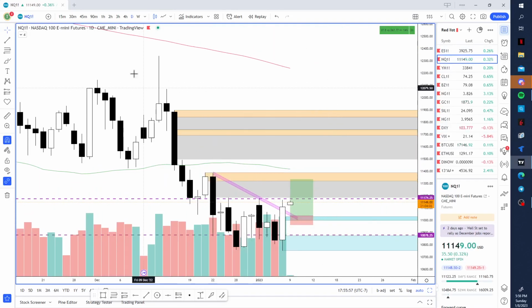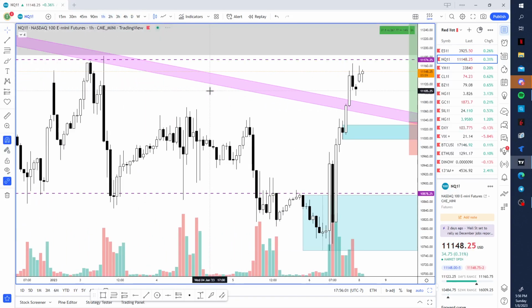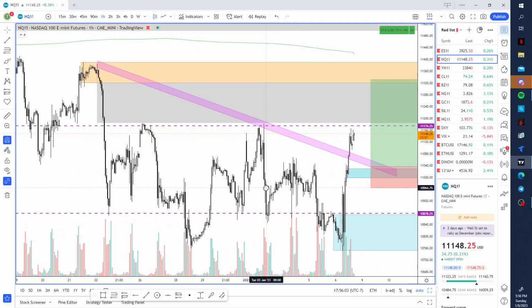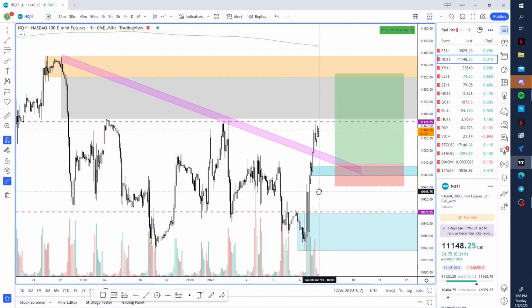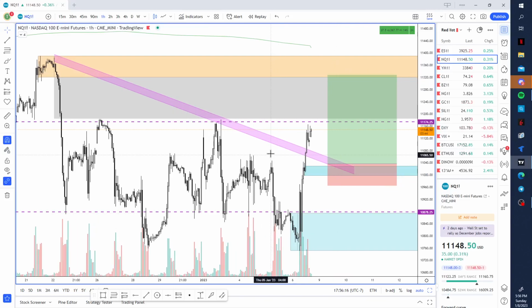I like that little purple box. It's my little Nifty trend channel. So we broke the channel. I really want to see us come back and retest it, and this is the trade that I want. So risking like 70, 75 points for about 300. I like that a lot.